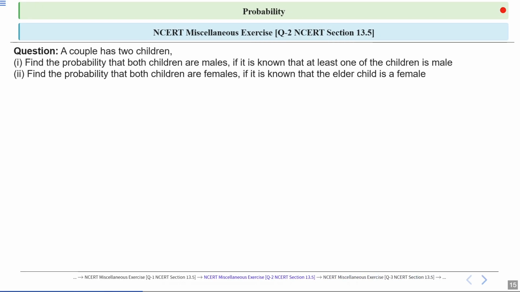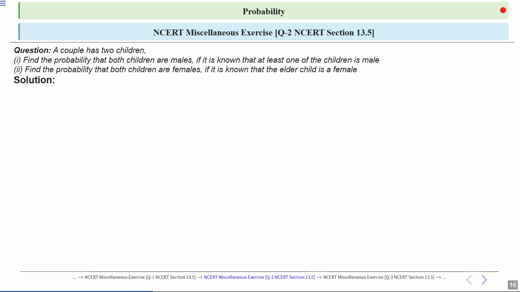Now let's look at question number 2. Here in this question we have a couple who has 2 children. Then we have to find the probability that both children are males if it is known that at least one of the children is male. And for the second question, find the probability that both children are females if it is known that the elder child is a female. So first of all, try it yourself and then see solution.